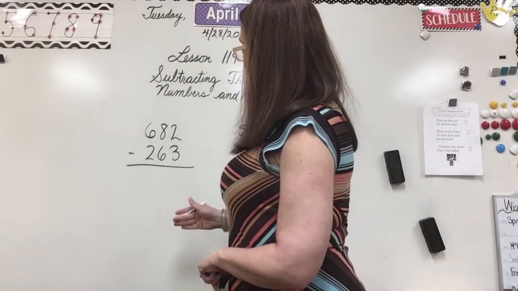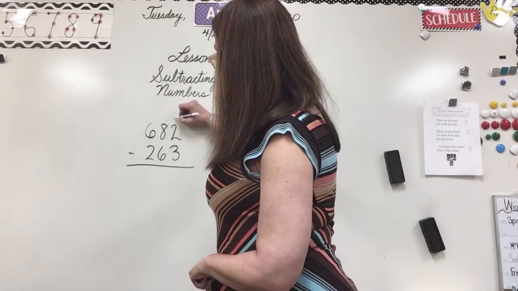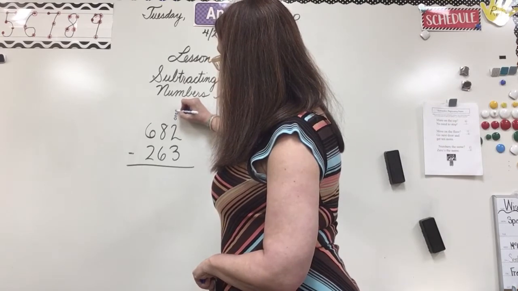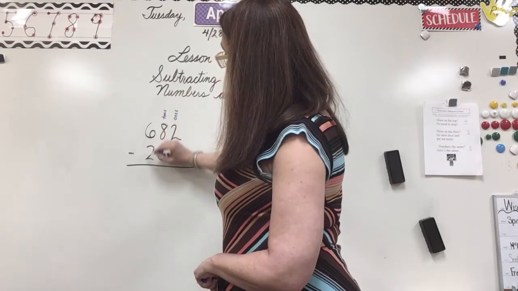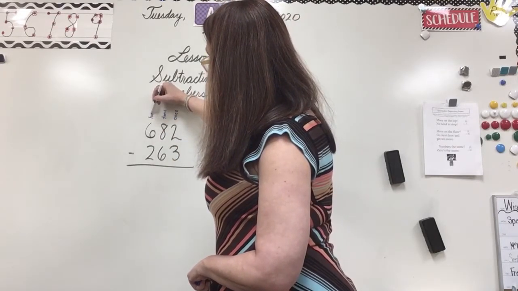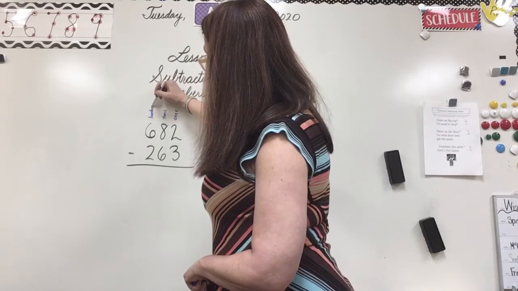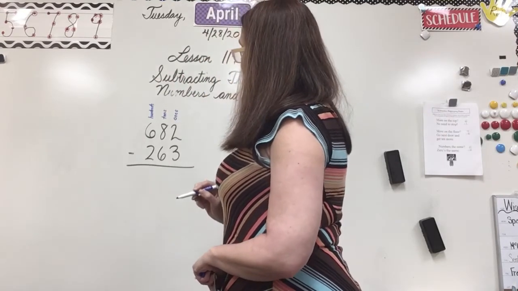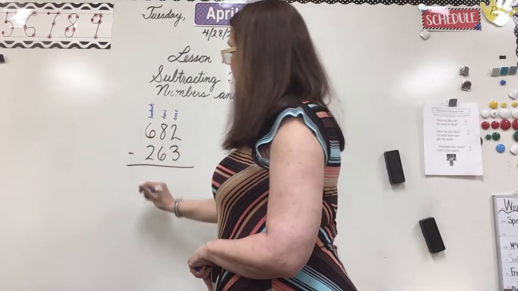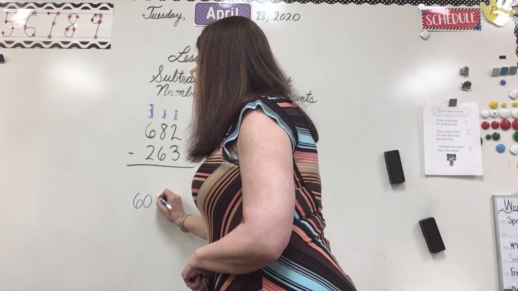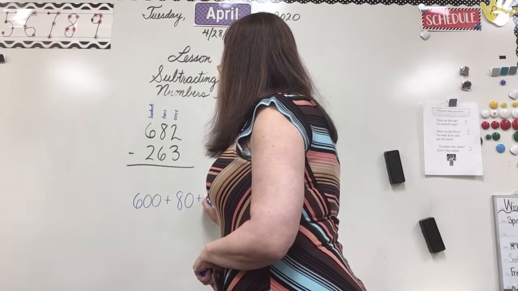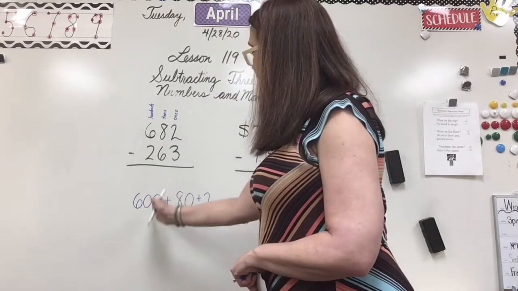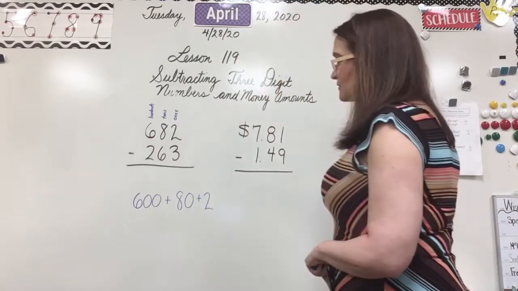All right? So remember, when we look at our places, this column would be the ones place. This column is the tens place. And this column is the hundreds place. So we have 600s. Remember when we used to write this out like this? 600 plus 80 plus 2. These are the different places, but this is how we write it in digit form.